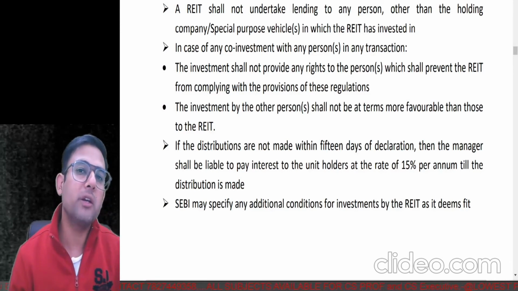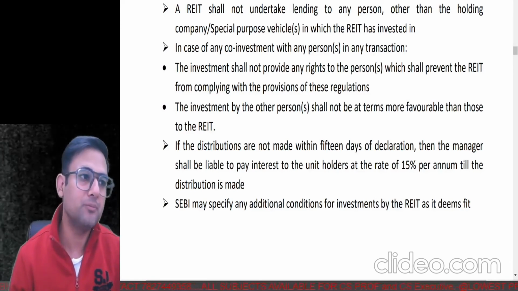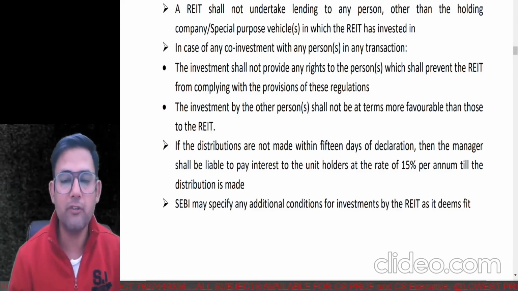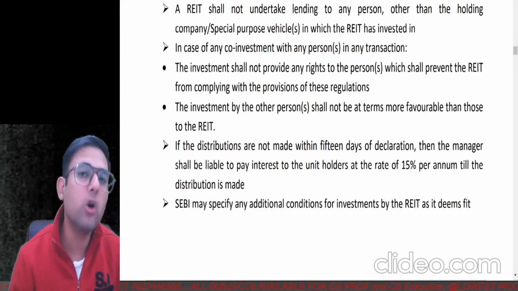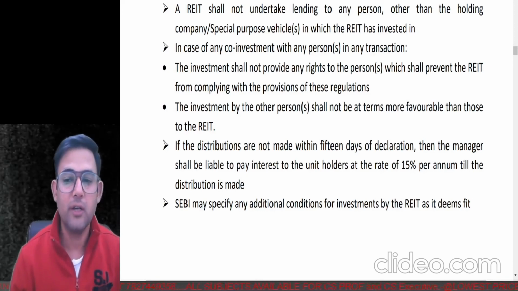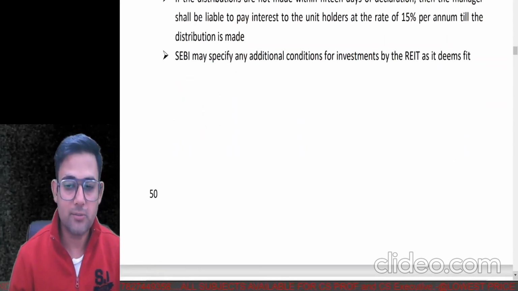In case it is not being given within 15 days, then the amount will anyway be given, but now this will be given along with the interest of 15%. So this is what has been written.